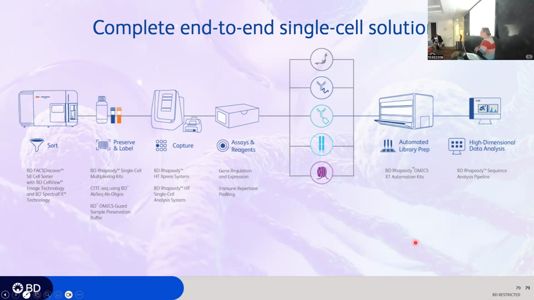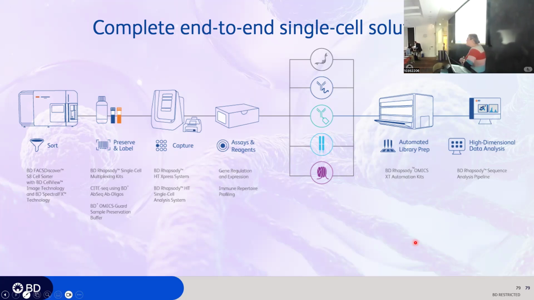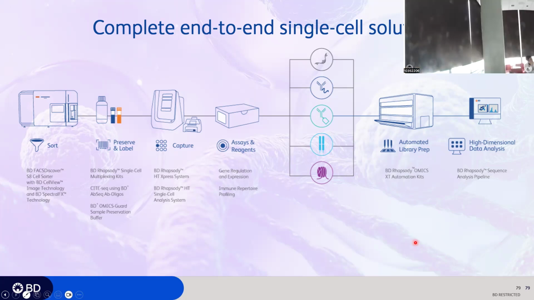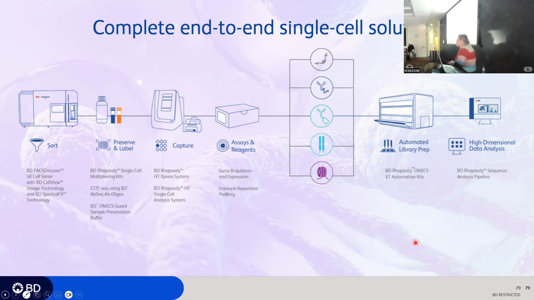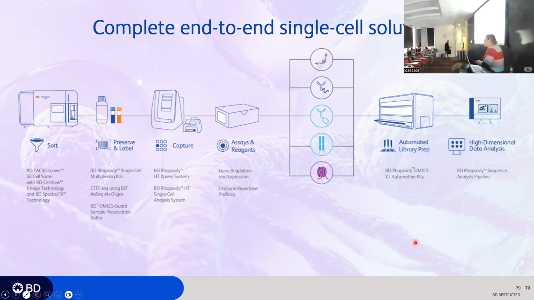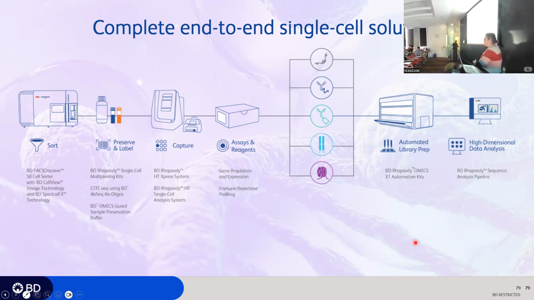What's the difference between the syntax group and the neural system, and all the cells being separated in the cartridge in the single cells? Yeah, that's a really good question. So the major difference between our partitioning technology and 10x is our open well system.